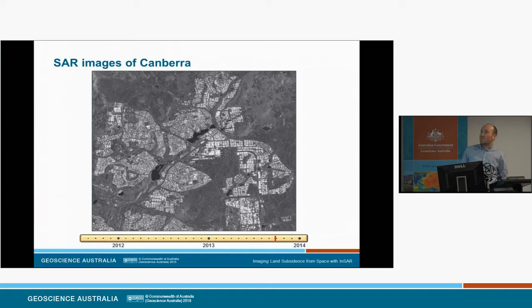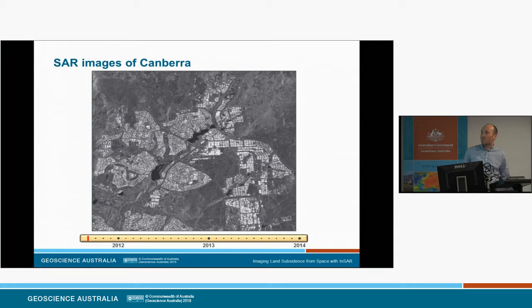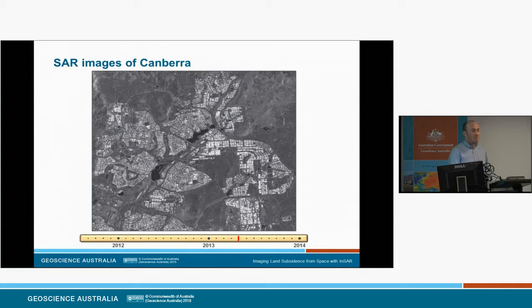And if you look in this location here, you can see that we can monitor changes in the size of these water bodies through time. This is an example of a dam that's expanding and contracting through time as rainfall changes. We can also see the extension of the Gungahlin Drive extension as we're going. So there's a lot of little applications we can use this imagery for, but that's not what I'm going to talk to you about today.